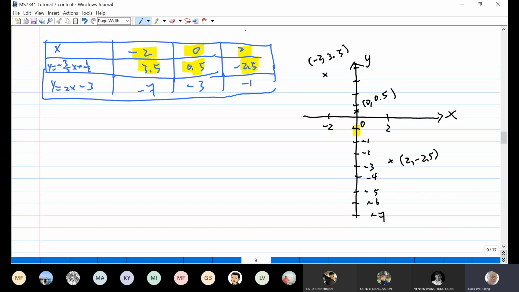Then you see whether you got a straight line. Actually you need only 2 points to get a straight line, but now I take 3 points because I want to make sure that I did not make a mistake. If you cannot join them by a straight line, something is already wrong. That's why I use 3 points. From here to here. My hand drawing is not very good, but at least you know that they are straight lines. So this was the first line.